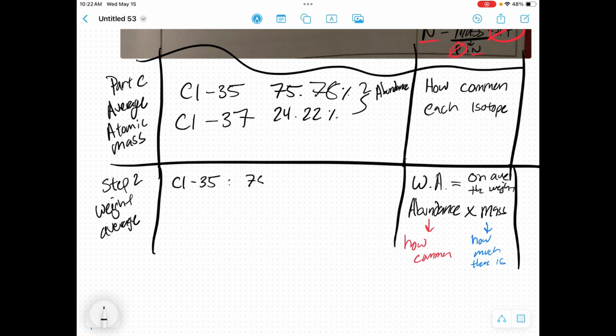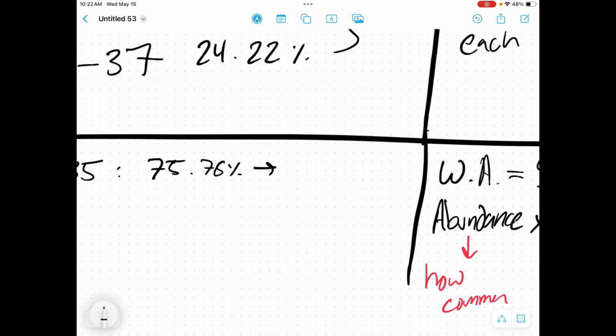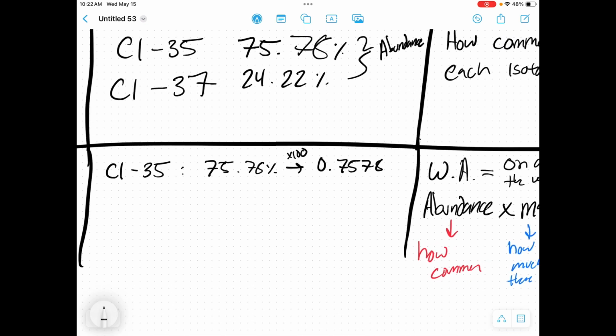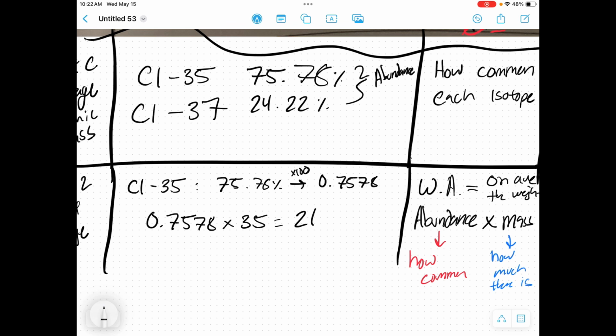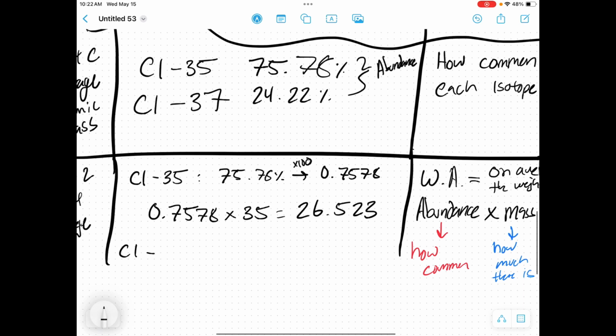So our first step is we're going to take that percentage, the 75.78%. I'm going to convert that into a decimal. I'll do that by multiplying it by 100. And I'll get 0.7578. So I'll take my 35, my mass, and my abundance, and I'll multiply those two numbers together. So if I do that, 0.7578 times 35 is going to give me 26.523.